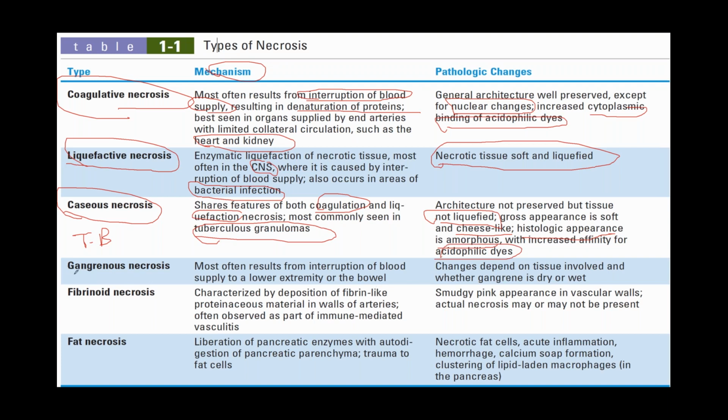The other type is gangrenous necrosis, which may occur in clostridial infection. Here it most often results from interruption of the blood supply to a lower extremity or the bowel. The change depends on the tissues involved and whether the gangrene is dry or wet.